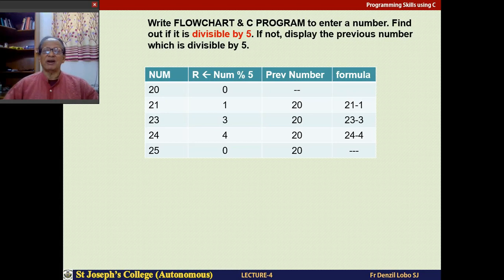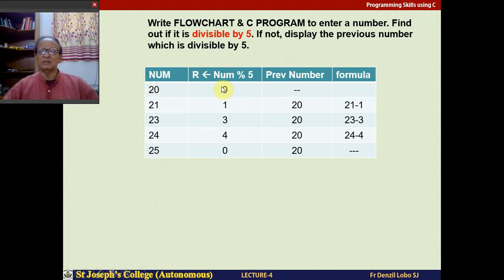For example, they say, all right, if 20, is it divisible? Yes. 23 divisible? No. What is the remainder? They say, what is the previous number? They say it is 20. They know. But I asked them to program, they are not able to write. I asked them to write the flow chart, they are not able to write. So therefore, very important that you make a chart like this: number, remainder, previous number.